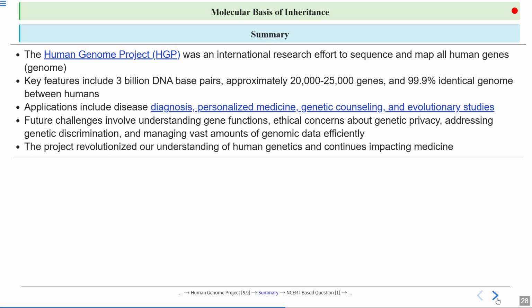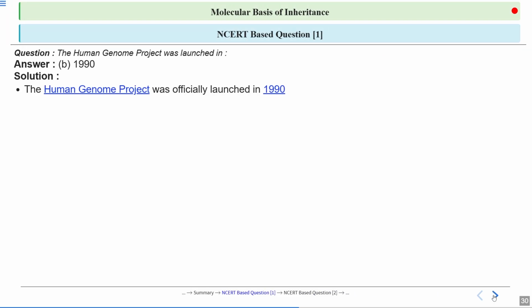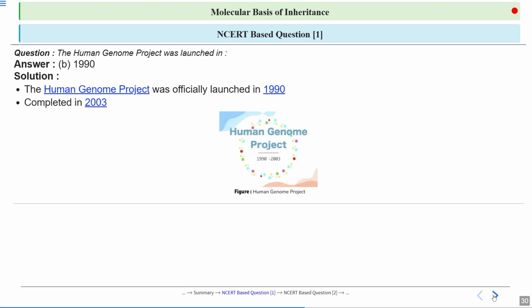So these are some summary points. In today's class, in short, you have to remember a few things. Everything you can't learn, but the things you must learn are the number of DNA base pairs, identical genome, SNPs, and all those important things which I have focused on. So let's start with the NCERT based questions. The Human Genome Project was launched in which year? We know it is 1990. The Human Genome Project was officially launched in 1990 and was completed in 2003.